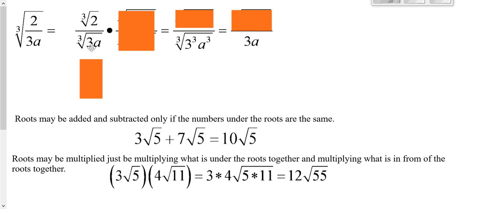So you need to think 3 times what is a 3 cubed? Well, that's a 3 squared. And you should realize that an a times an a squared is an a cubed. So that's what we're going to multiply the bottom by.